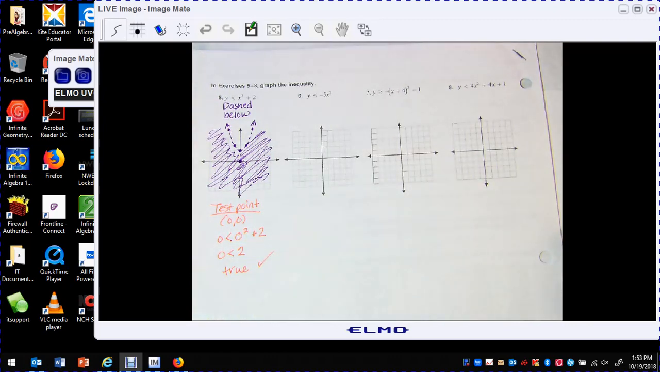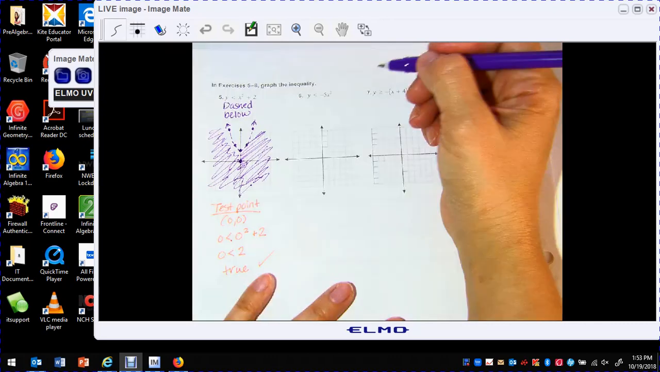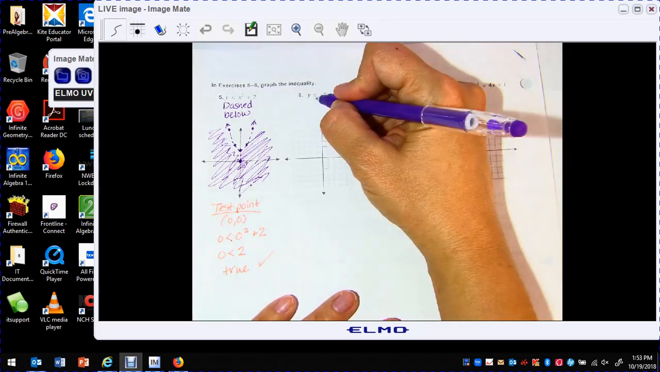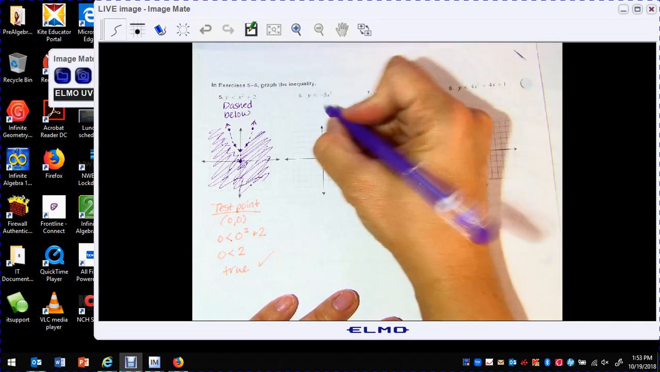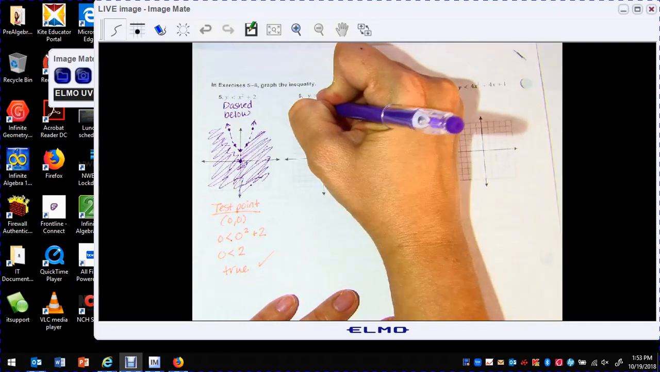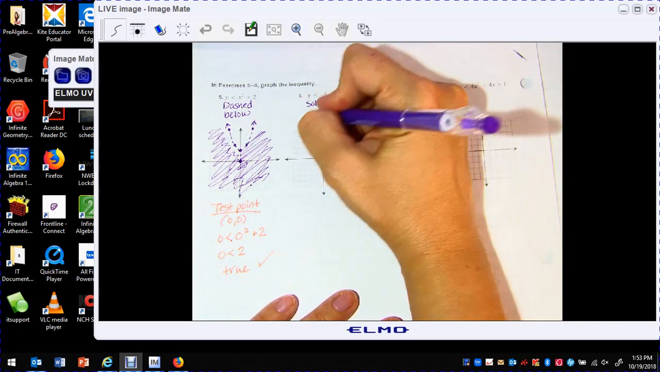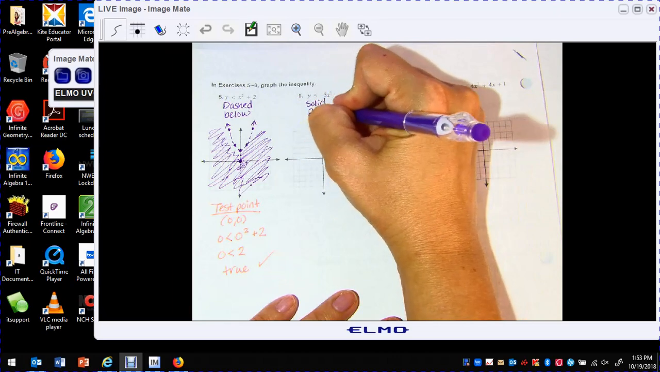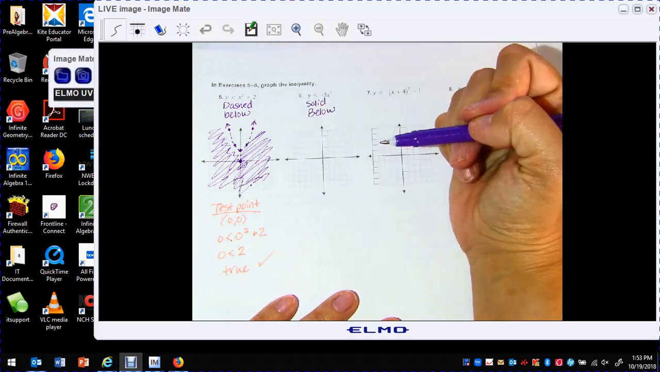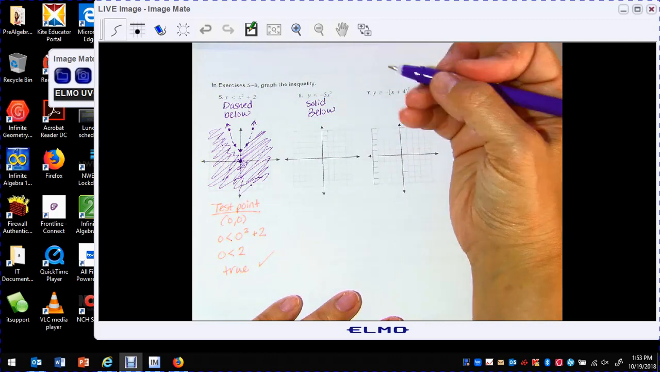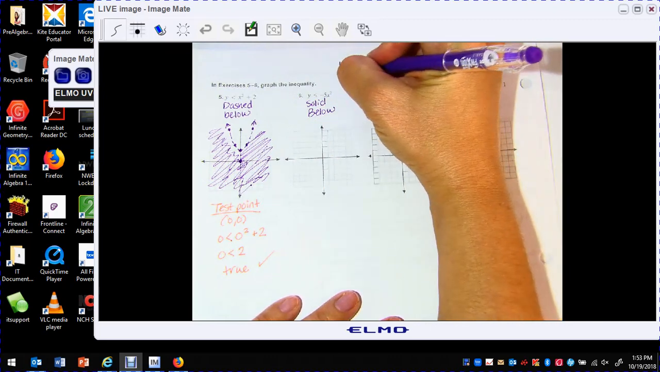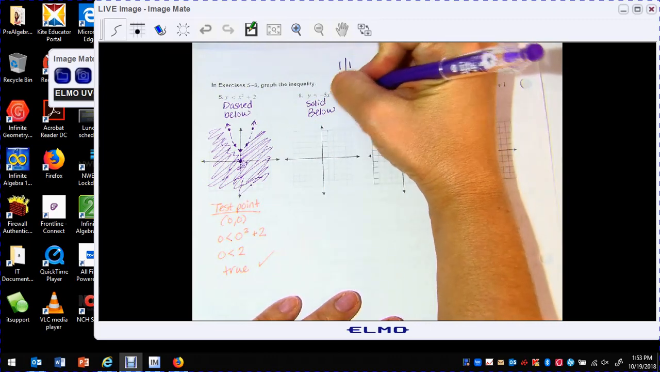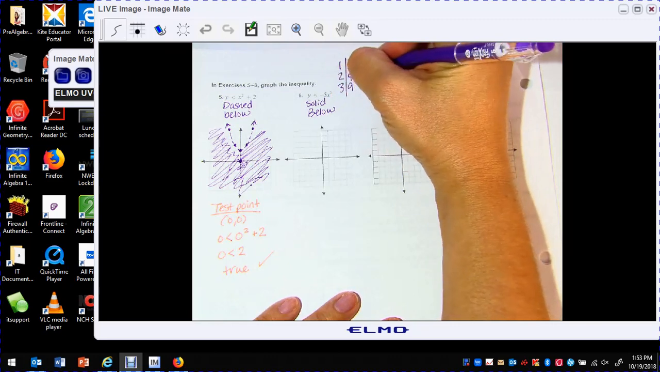Now I go on to this next one. I know that it's going to be solid because it has the equal to part, and again, it's shaded below. Now, this time I have a multiplier. So when you have multipliers, go ahead and write down your points: 1, 1, 2, 4, 3, 9. Multiply the y's.